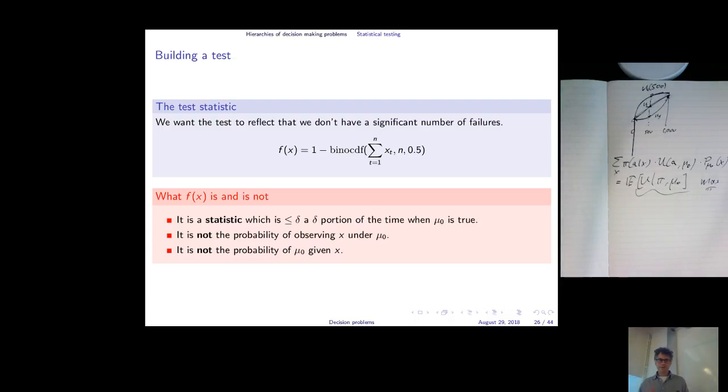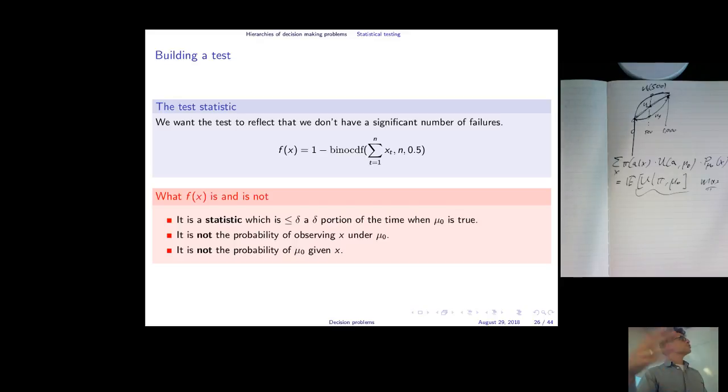How do you do this in practice, right? Well, you can just do it with this function, the binomial CDF function. And this basically is a statistic that we wanted, and it's going to be smaller than delta exactly delta proportion of the time. But it is not the probability of observing the data under the model. It's a different thing.